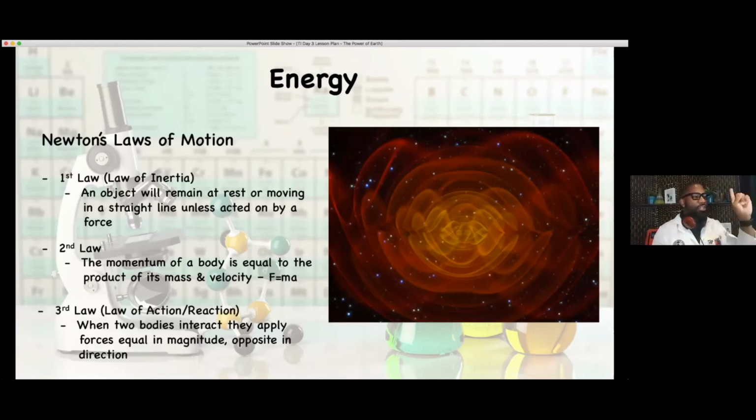Now we have the third law, which is the law of action and reaction. When two bodies interact, they apply forces of equal magnitude and opposite directions. So how do we really take those forces and apply them to different things that we do in life? We're going to talk about some examples.